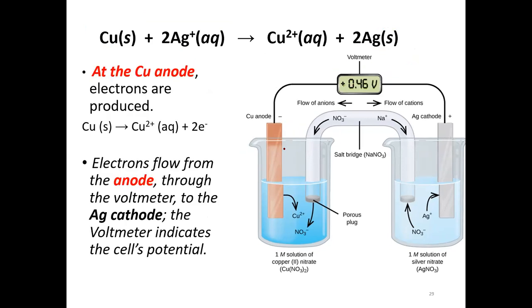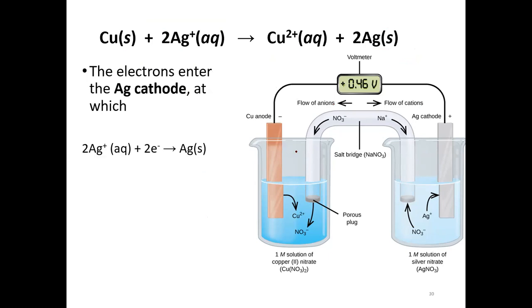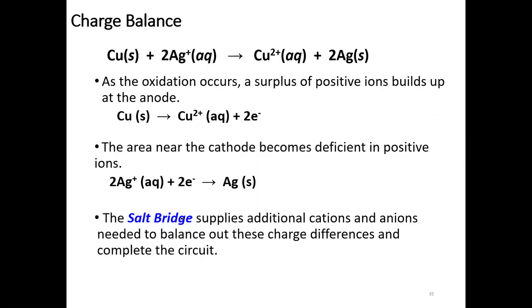So copper and silver cell again. So at the copper anode, electrons are produced, okay, and electrons flow from the anode through the voltmeter to the silver cathode. The voltmeter indicates the cell's potential, which is this. So when we talk about the electrons entering the silver cathode, at which this is happening, as I said, the ions are already present in the solution. So those ions are going to gain the electrons and become neutral and are going to be deposited on the rod here. And then charge balance will happen as the oxidation occurs.